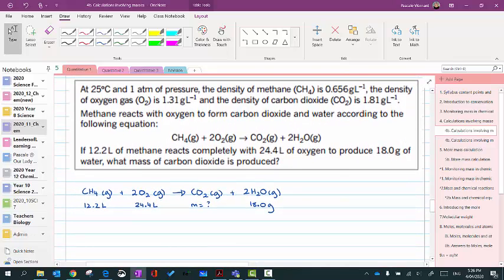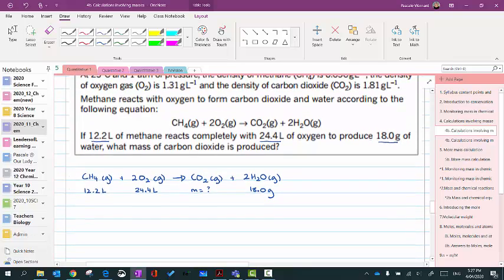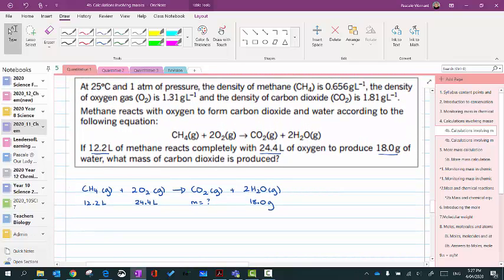Okay, so again, I've copied the information from the question. So we've been given an equation, and we've been told in the question that we've got 12.2 liters of methane reacting with 24.4 liters of oxygen to produce 18 grams of water, and we need to find out the mass of carbon dioxide that's been produced. Okay, so first step is that I need to convert all the volumes to mass. So again, the equation, in the question I've been given the density of each gas.